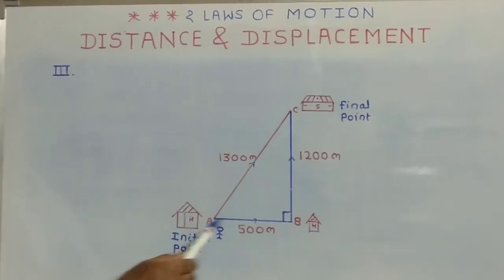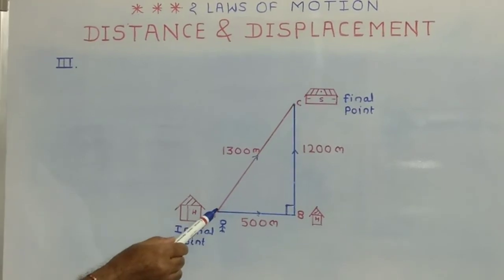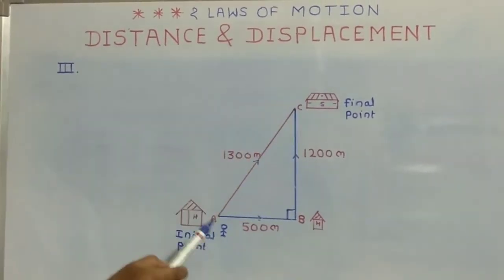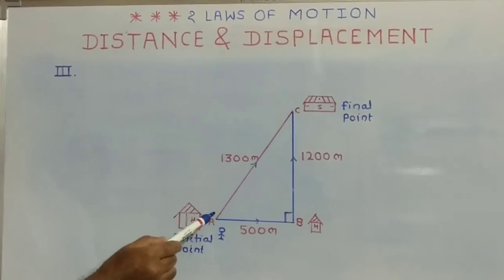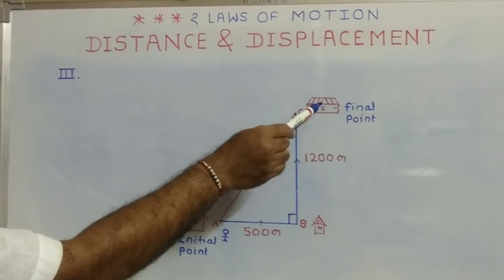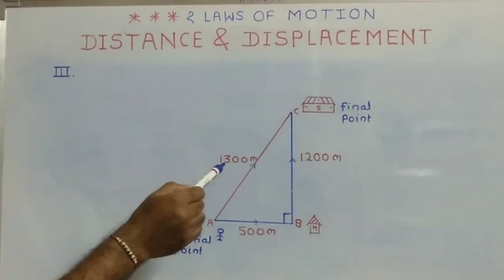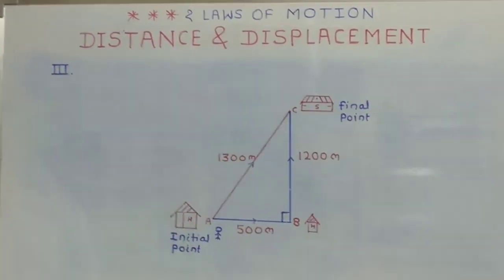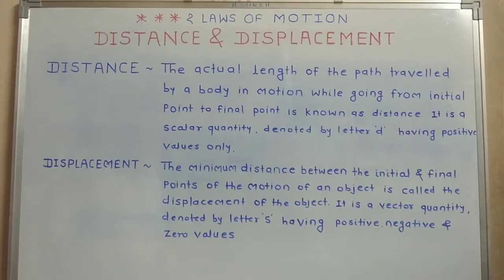Therefore, the length of the path ABC is quite larger compared to the length of the path AC, and therefore we observe that here AC is the minimum distance between the initial point and final point. Therefore, this path length AC, equal to 1300 meter, is known as displacement in this case.